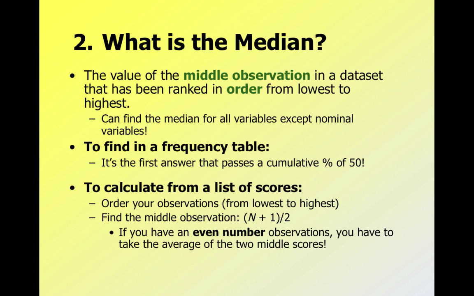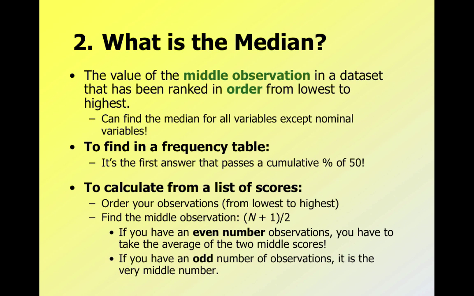A couple caveats when we're doing the median and we're listing our scores to find the middle observation. If you have an even number of observations, you'll end up having 2 numbers in the middle. So what we'll have to do is take the average of these 2 middle numbers to get your median. If you have an odd number of observations, when you figure out your midpoint position, it's simply going to be that position, that very middle position. So we'll see some examples when we work through these calculations.